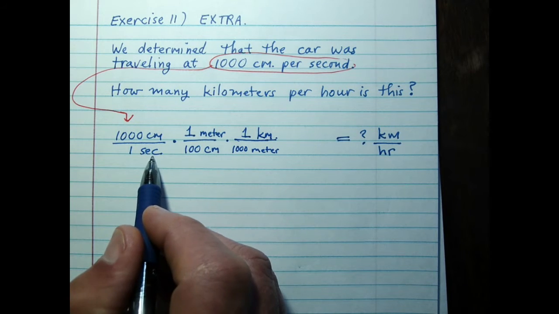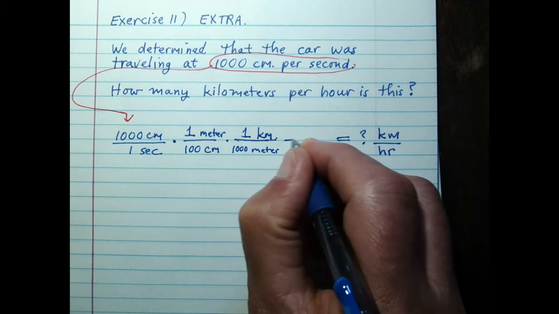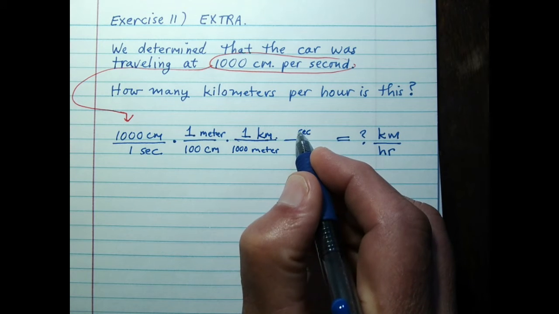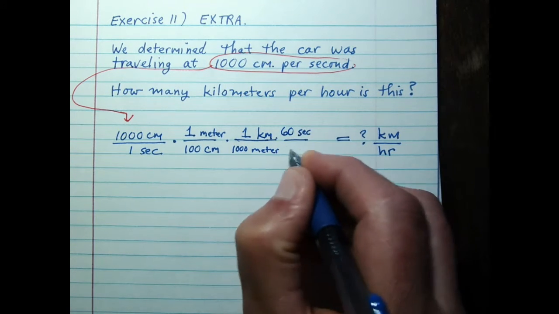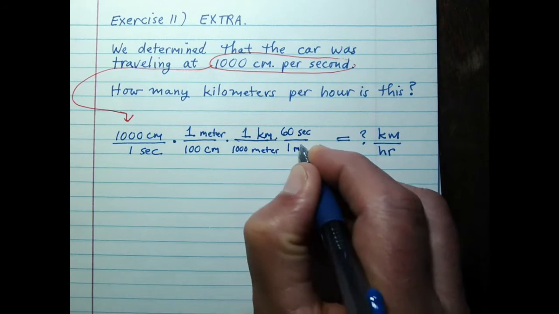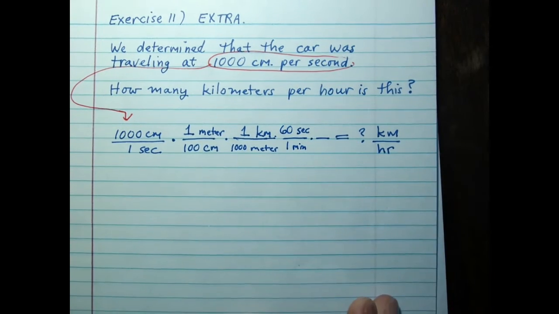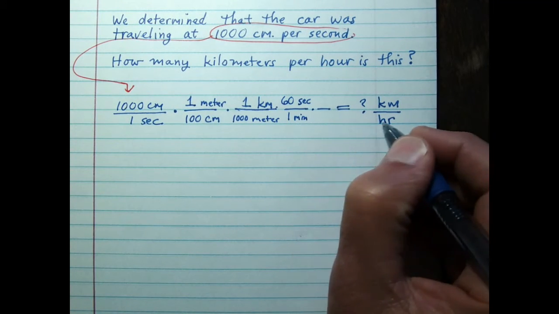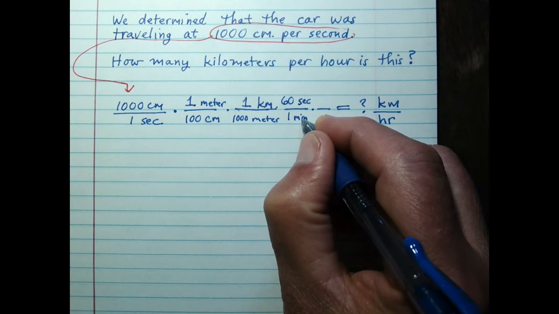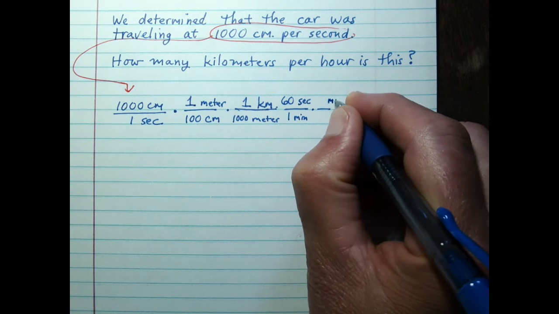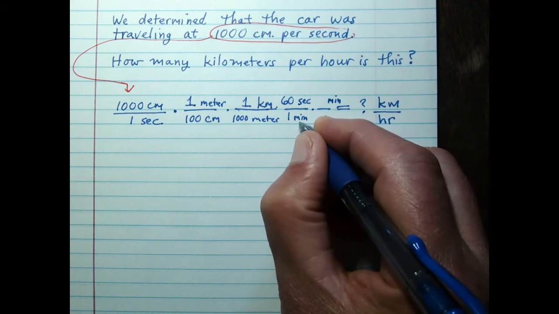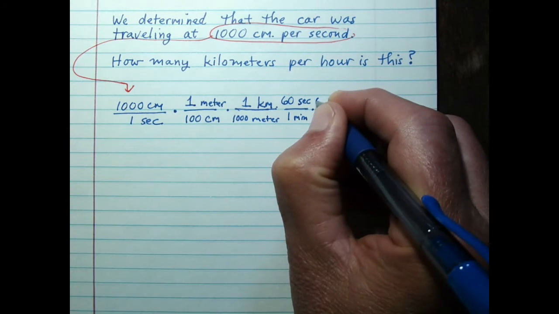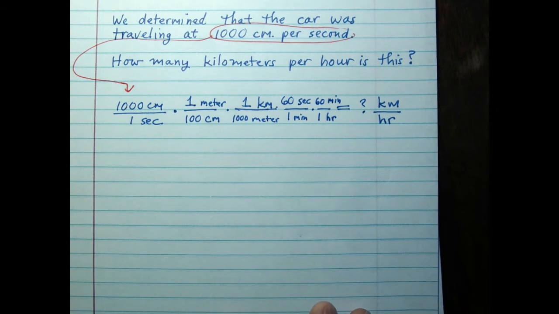Now I want seconds to go away. So I want to write seconds above because I want seconds to cancel. And I know that 60 seconds equals 1 minute. And so I'm going to do the time in a couple steps also. And now I don't want minutes, I want hours. I want minutes to cancel. So I need to get minutes in my next fraction above to cancel with the minutes in the denominator here. And I want to end up with hours. And of course 60 minutes makes 1 hour.